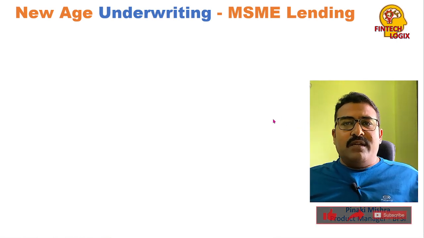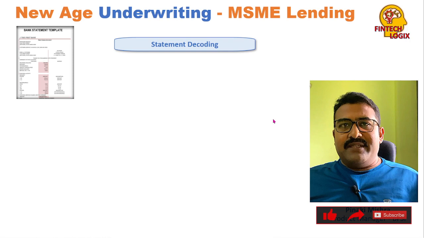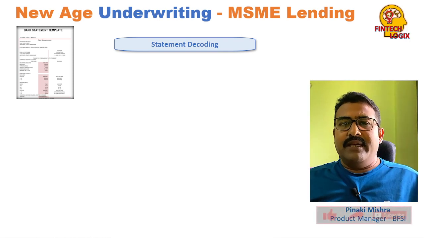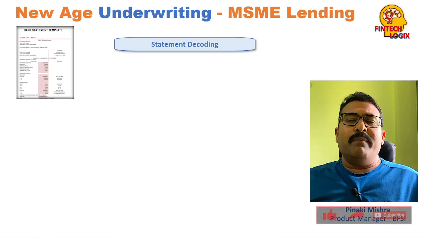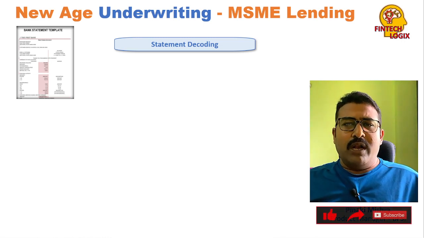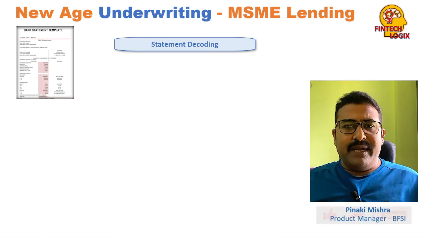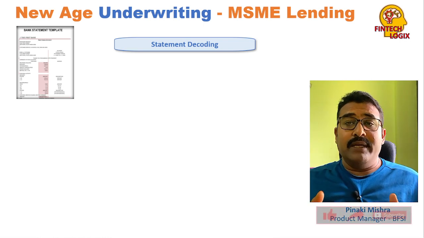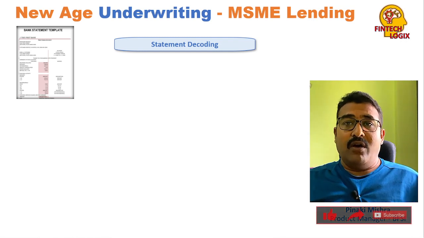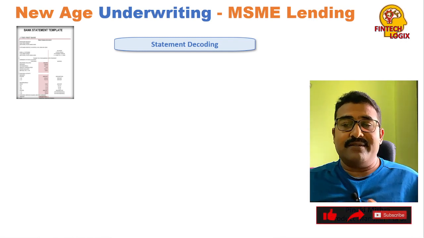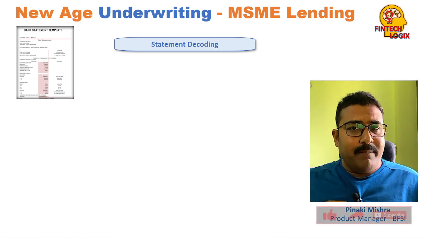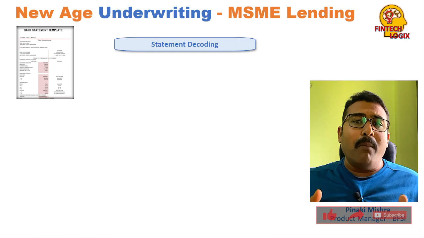So the first one in the space of underwriting innovation is the technology being used for statement decoding. Now what is a statement? We are talking about financial statements from your bank or from your utility payments, etc. Those can normally be in PDF form, but the format can be different.